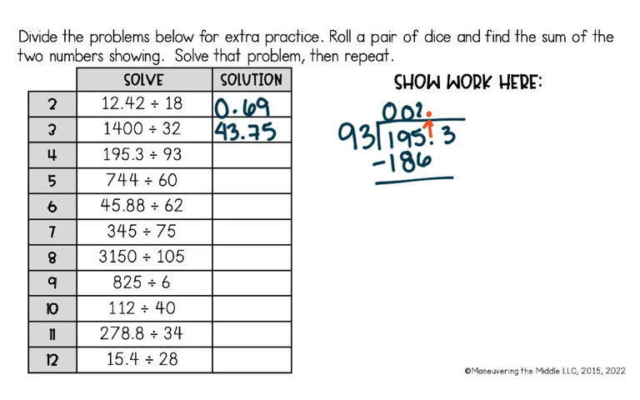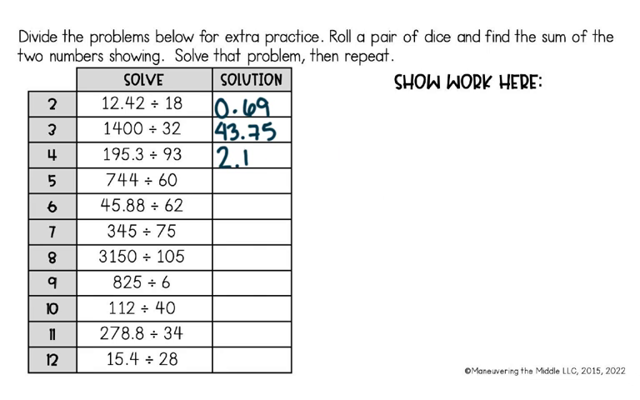We have 5 minus 6, which I can't do, so I'm going to borrow from the 9. That becomes an 8. The 5 becomes 15. 15 minus 6 is 9. 8 minus 8 is 0. 1 minus 1 is 0. Then I'm going to go ahead and bring down that 3, and we have 93. And we know that 93 can go into 93 once, because 1 times 93 is 93. Subtract, we get 0. So our answer is 2.1. Next, we have 744 divided by 60.